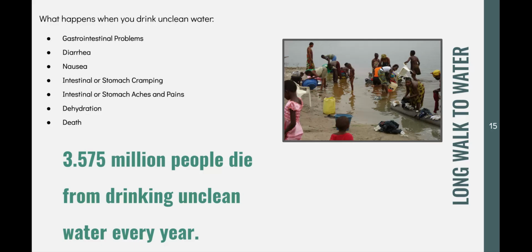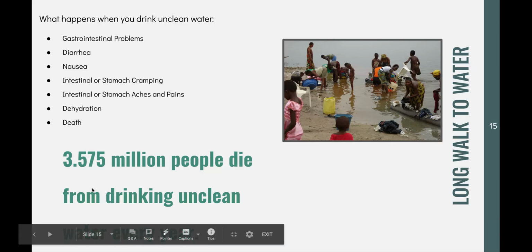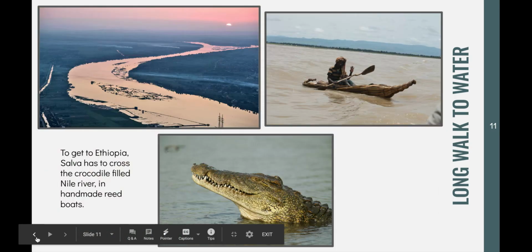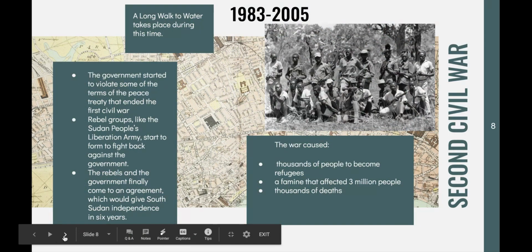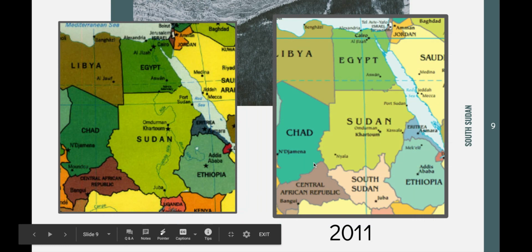So we'll see a little bit more of this in the book, but I just wanted you guys to be thinking about that going into A Long Walk to Water, that this is a real problem in the world and that people are still experiencing it right now. So that is it for the history of Sudan. I hope that you guys understand the book a little bit better now.